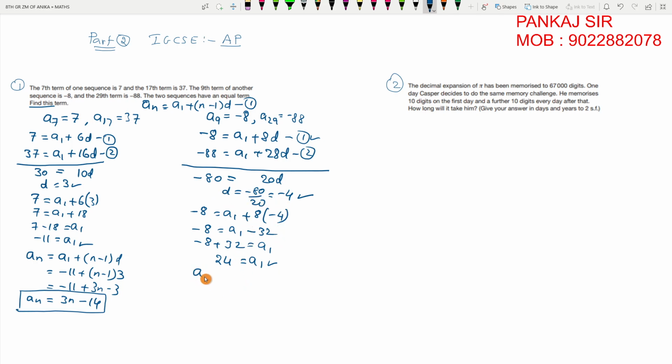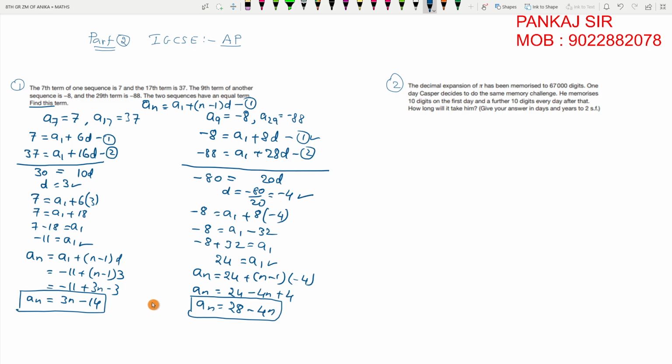So my general term will be an is equal to first term, that is 24, plus n minus 1 times d, which is minus 4. This will give me an is equal to 24 minus 4n plus 4. This will give me an is equal to 24 plus 4 is 28 minus 4n. Okay. So these are the two general terms of both these sequences that he has given us.